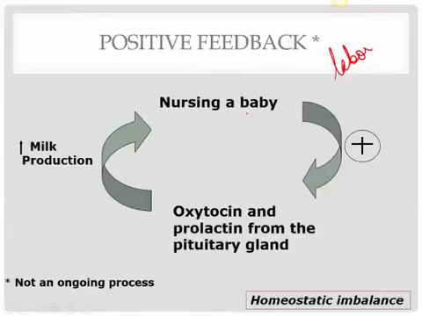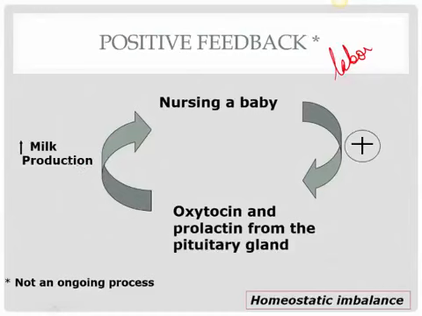She begins to nurse her baby. When the baby suckles, it stimulates oxytocin, a hormone stored in the pituitary gland, and another hormone called prolactin from the pituitary gland. Both of them go to the breast tissue. They increase milk production and they increase ejection of milk. So she produces more milk and more milk is poured out.